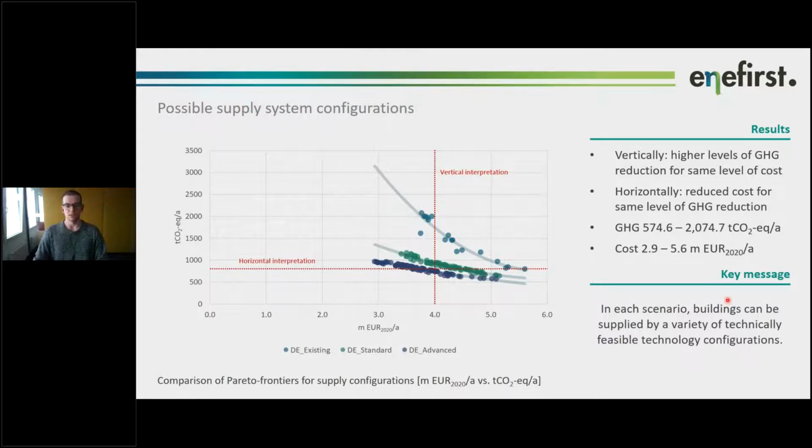So overall, we can see here that in each scenario, buildings can be supplied by a variety of technically feasible technology configurations. But what is perhaps most interesting in the context of the efficiency first principle is whether energy efficiency options can achieve the same outcome at a lower cost. And this is what we do by, in the following, looking at 3 particular resource configurations for each of the 3 scenarios, which all end up with roughly the same greenhouse gas level of about 800 tons of CO2 equivalents per year. So these 3 dots that you see right here are going to be disentangled and illustrated some more in the following.